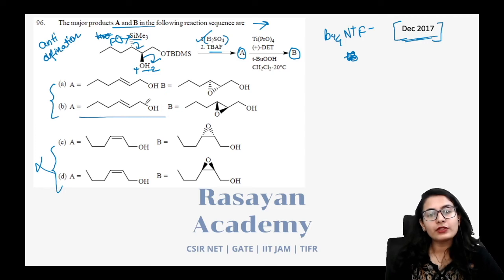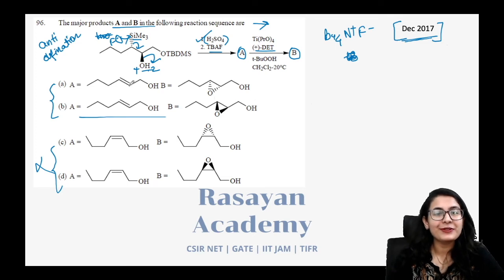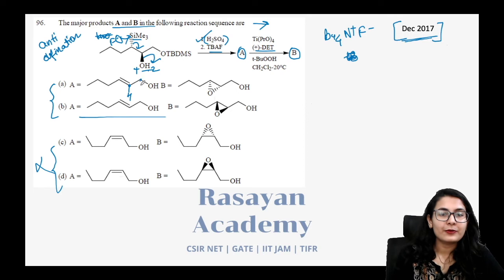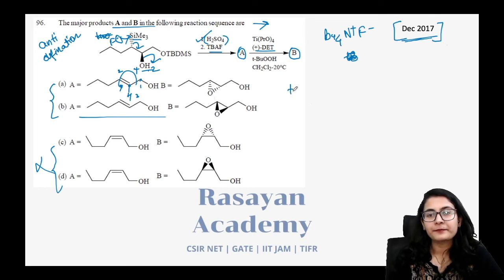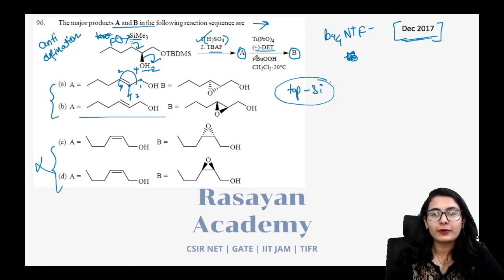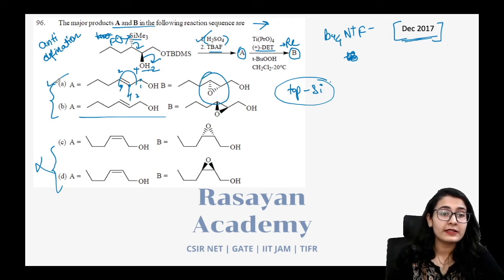Now moving onwards, you have the plus DET once again, right? So what are you just going to do? Find out the RS configuration. So 1, 2 and 3 is anti-clockwise. So the top face is a si face once again and you are going to do the epoxidation on the re face, which means once again below the plane. So the answer to this question is once again option A.